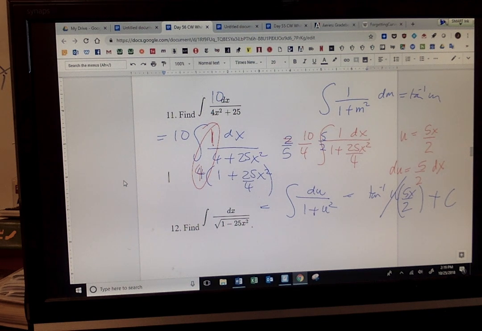Integral 1 over 1 plus 25x squared over 16 dx. You see that? What is u? 5 over 4x. Therefore, du equals 5 over 4 dx. Everybody okay so far? Therefore, introduce a 5 over 4. Balance with a 4 over 5. Now observe my shortcut. 4 goes 4 times, 4 goes 3 times. So is that 3/5?